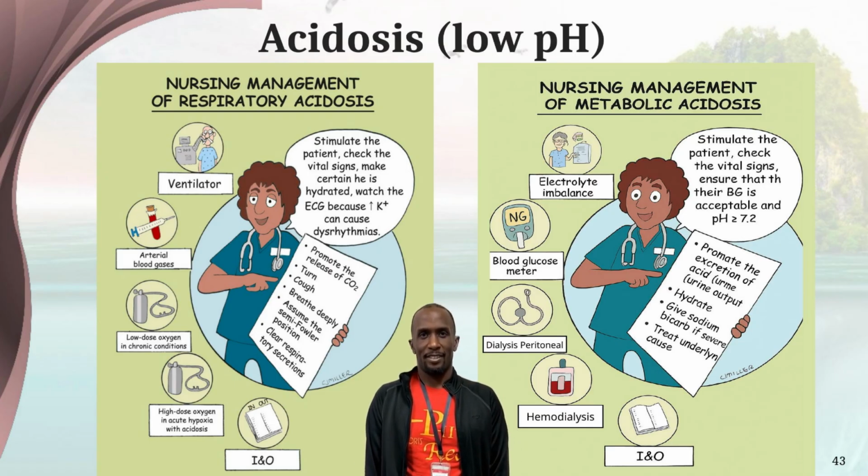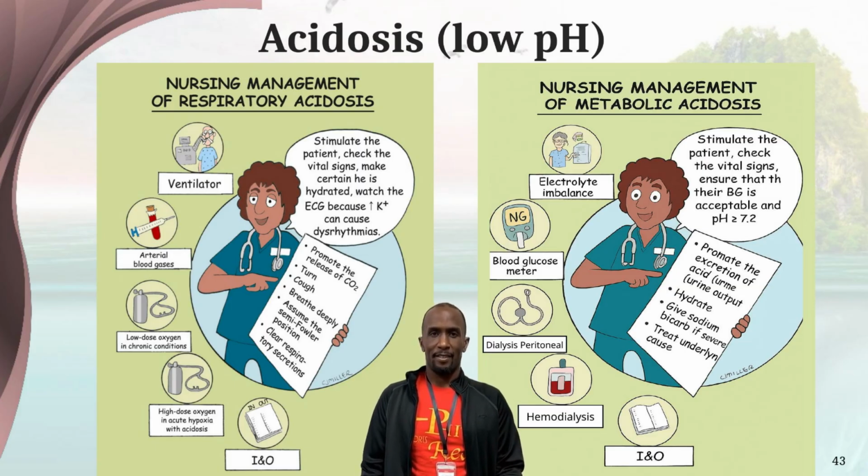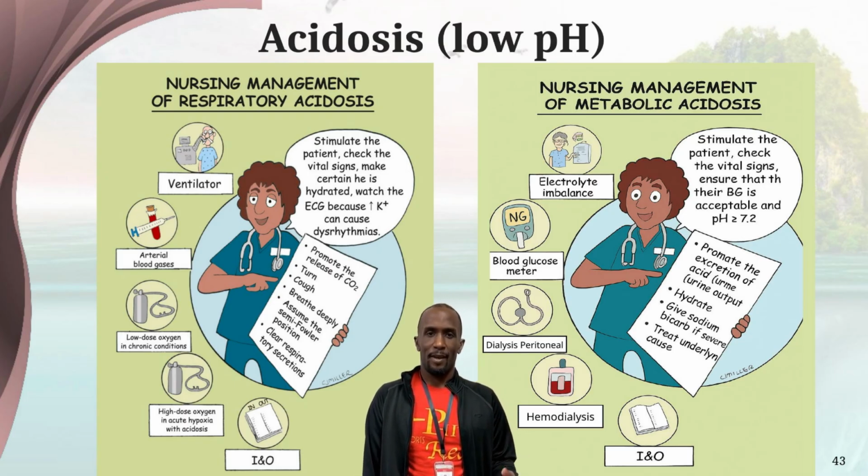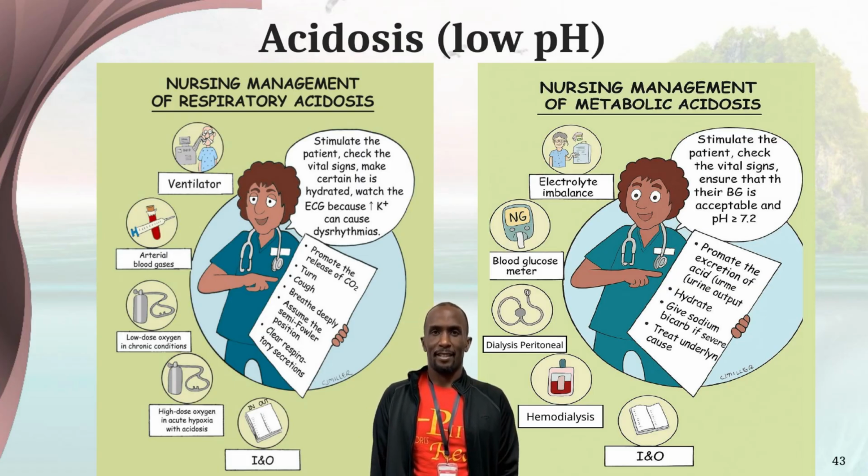Nurses monitor vital signs, intake and output, and neurological status. Interventions may include giving intravenous fluids, insulin for diabetic ketoacidosis, or bicarbonate in severe cases. In both types, continuous assessment and prompt reporting of changes are critical to prevent complications.